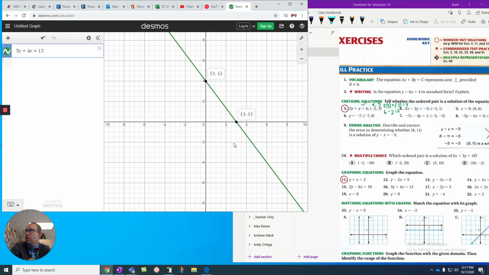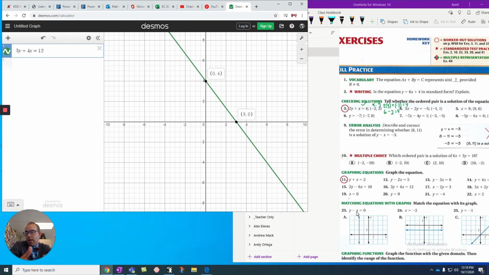So you just need to find 2 points on the graph here on Desmos, and it is just desmos.com. Click on the graphing calculator and go to town. Okay? So that's pretty straightforward. When you get to 23, 24, 25, those kinds of problems, it's matching. So you'd graph it and see which one looks right.